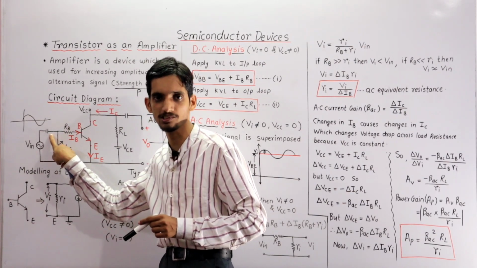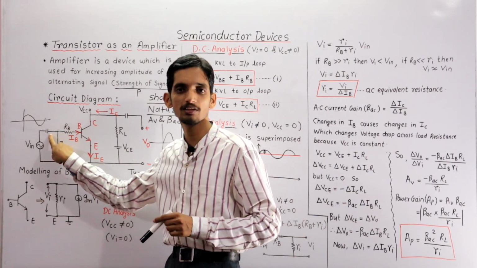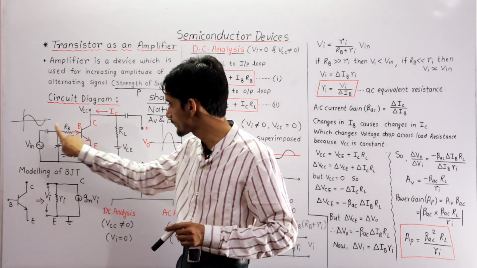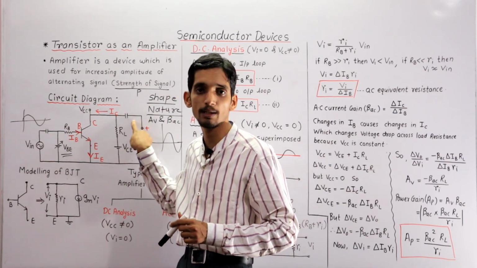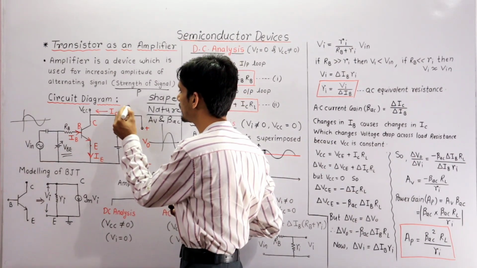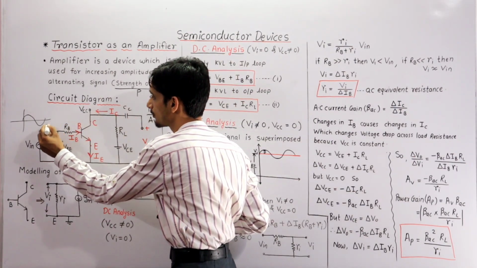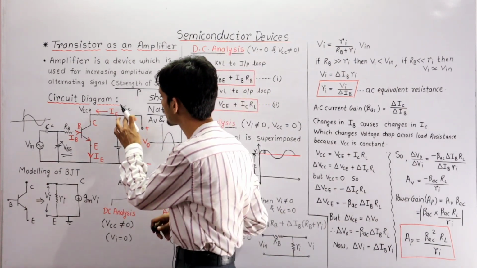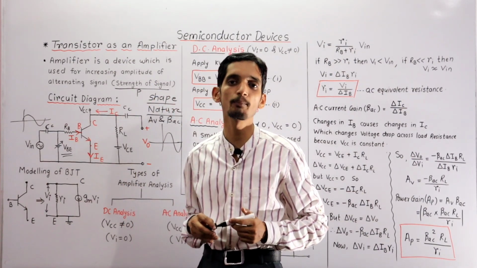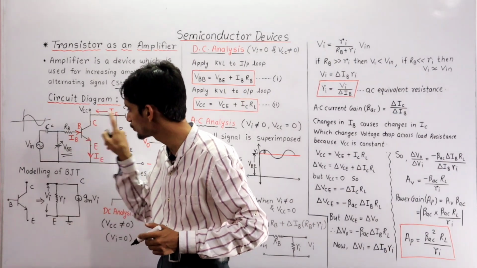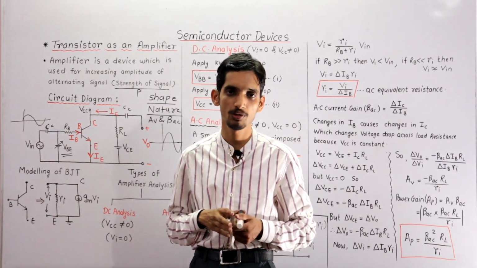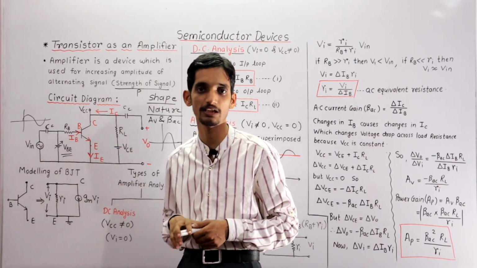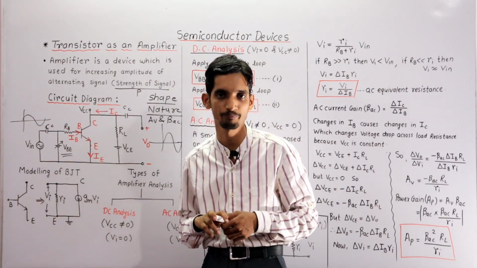Now this is a standard circuit diagram of an amplifier using a transistor, in which this particular capacitor, and this capacitor, are called coupling capacitors. Why are they called coupling capacitors? Because they couple this input signal to the base of the transistor. Because we have to apply this input signal to the base, only then does it amplify it.